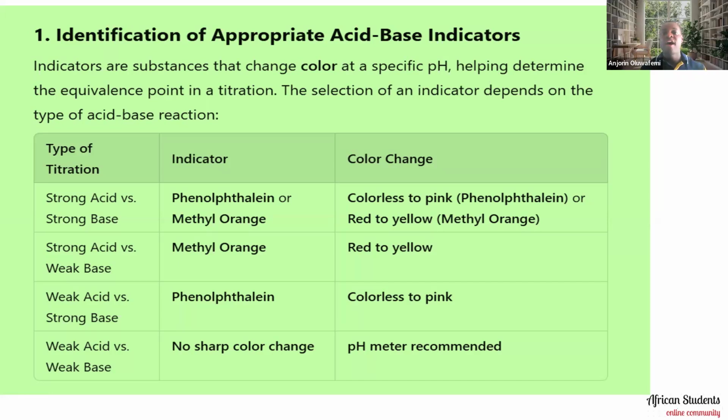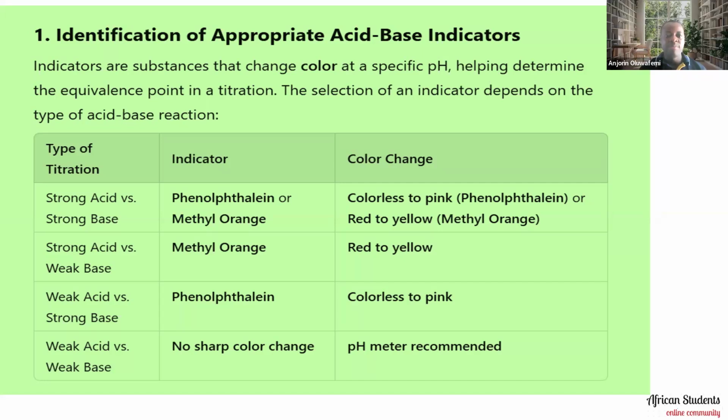So we want to look at the identification of appropriate acid base indicators. Indicators, like I said, are substances that change color at specific pH, helping to determine the equivalence point in a titration. The selection of an indicator depends on the type of acid base reaction, so we don't just use any indicator. We carefully consider the reacting acid and base. Is it a strong acid and a strong base? Is it a weak acid and a weak base, as the case may be? And then we choose the appropriate indicator.